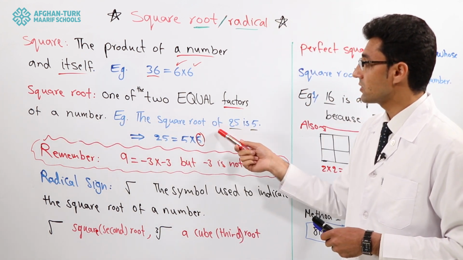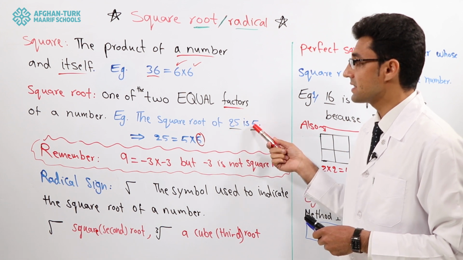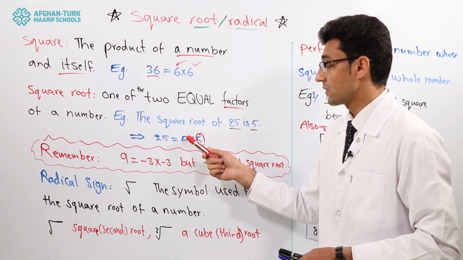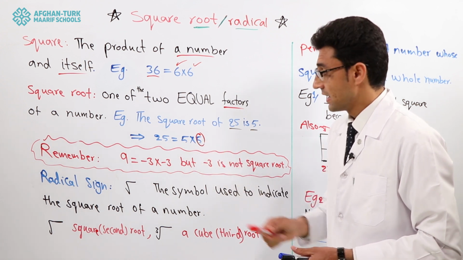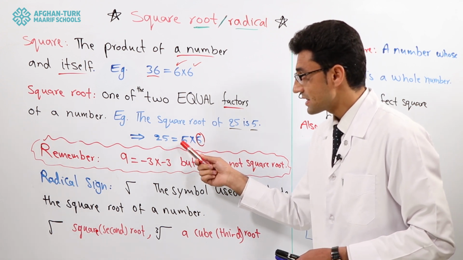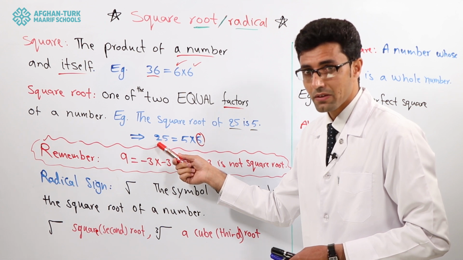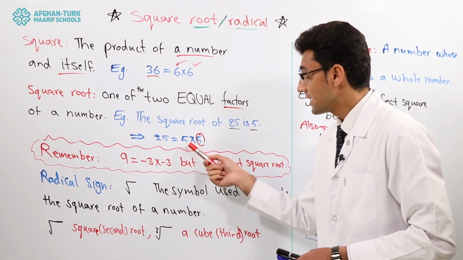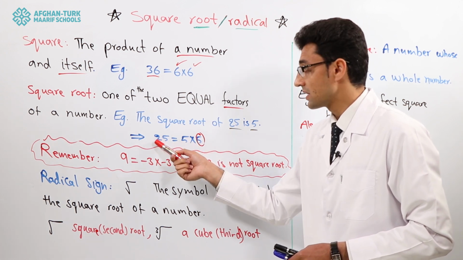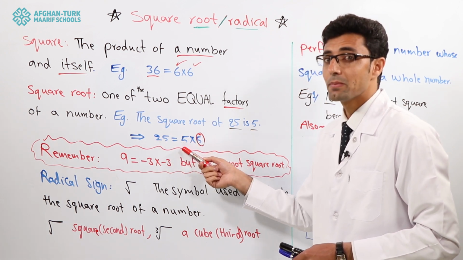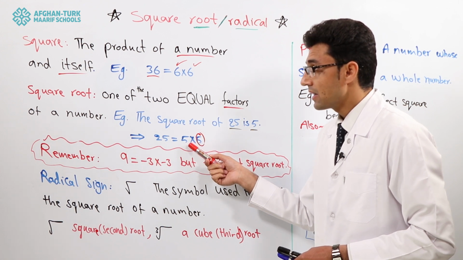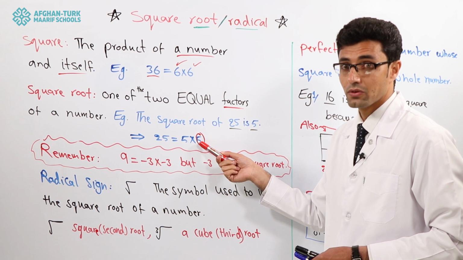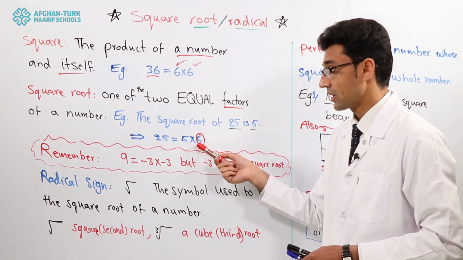Example, the square root of 25 is 5. How? 25 is equal to 5 multiplied by 5. What is 5? 5 is a factor of 25. And what is the next 5? Again this. So there are two factors of 25 which multiply with each other. I told you that a square root is one of the two factors, okay?